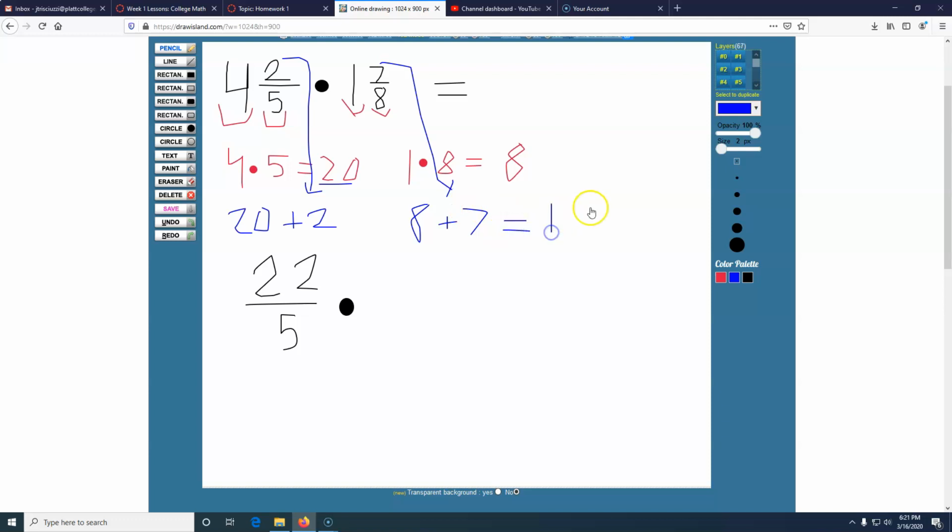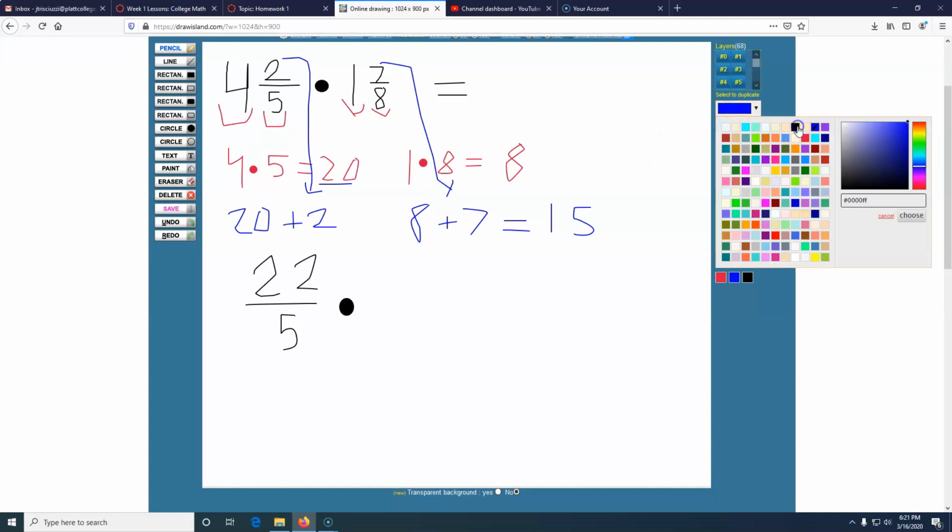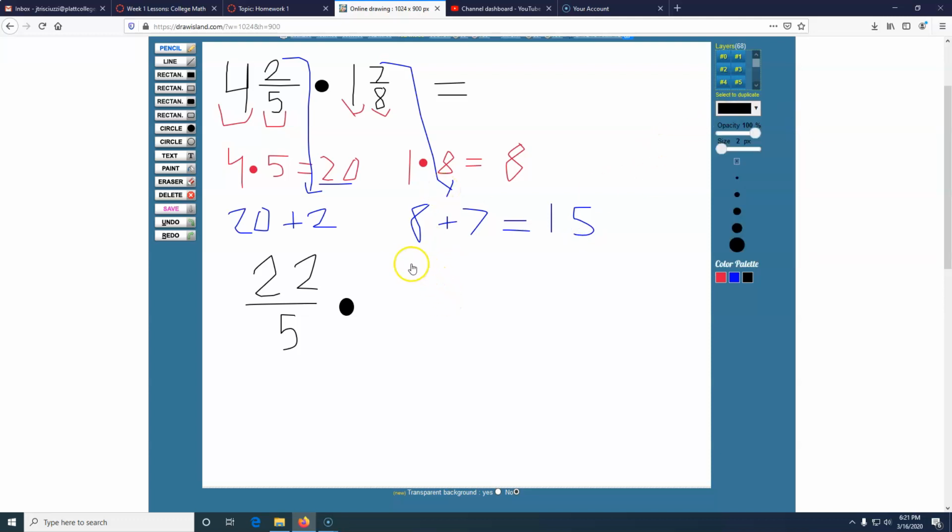So that gives us 15. And so what we have now is a fraction that is 15 over 8. So again, hopefully you're going to see that if you simplify early, I can't stress how important this is. You want to simplify your fractions early because it's a lot easier to go ahead and continue from here.